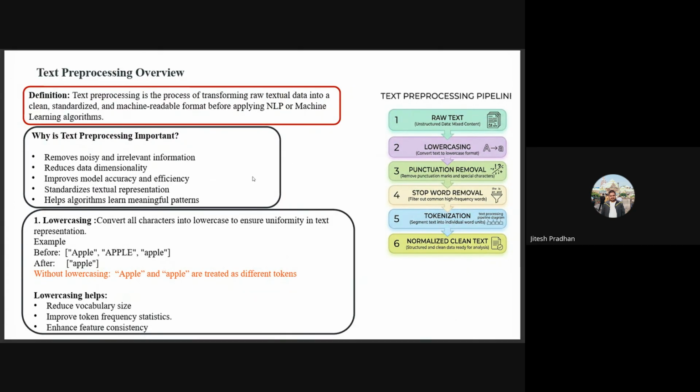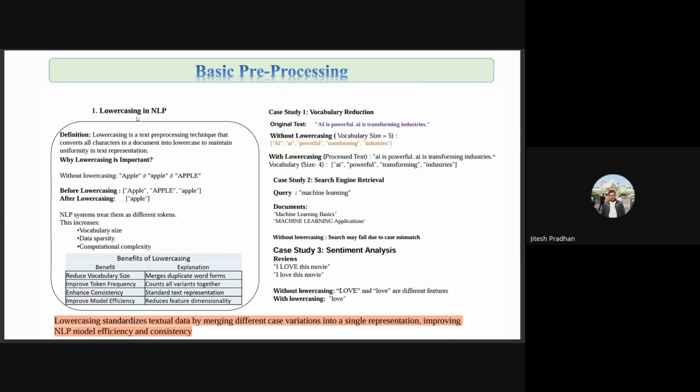Now it standardizes the textual representation, because you cannot design a model that will be general with very few resources. It helps the algorithm to learn meaningful patterns. So these are some common benefits of text pre-processing. Okay, now let's start with the first text pre-processing step, that is called lowercasing in NLP. It is the first thing that we used to do.